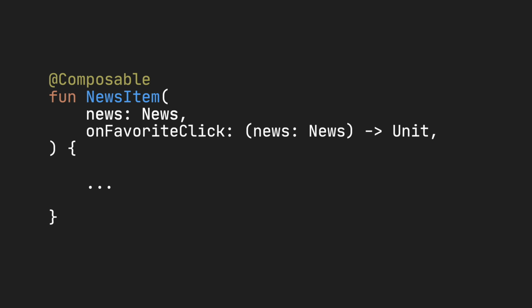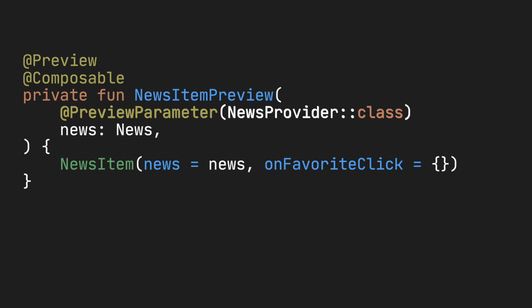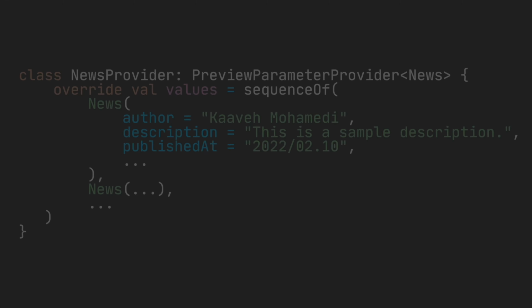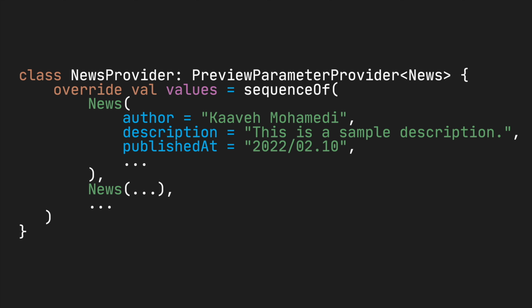The last tip for previewing is the situation where your composable function depends on some argument like data classes. To prevent hard-coding default values for previewing this composable, there is a special annotation called @PreviewParameter. This is how the news provider class is defined. The preview parameter provider is a good solution to reuse default values for previewing.